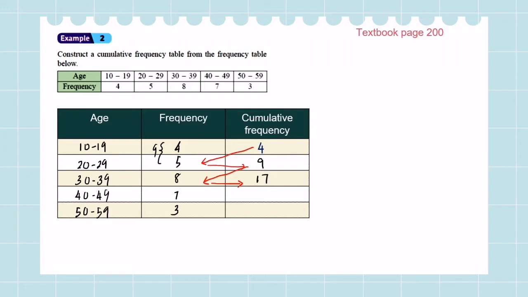And we repeat the same thing. 17 plus 7 equals 24. 24 plus 3 equals 27.